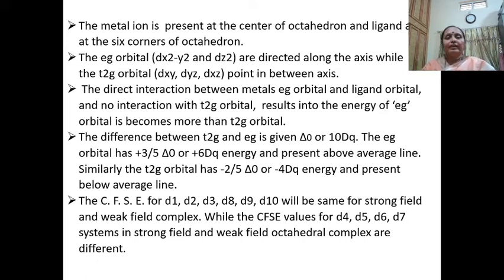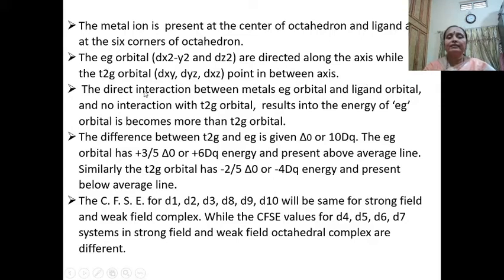When the metal ion is present at the center of the octahedron, the ligands are at the 6 corners of the octahedron. The Eg orbitals, that is dx square minus y square and dz square, are directed along the axis, while the T2g orbitals, dxy, dyz and dxz, point between the axis.